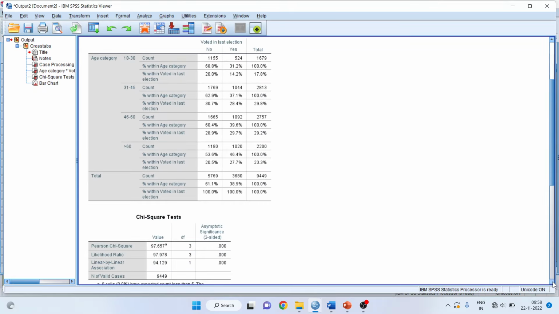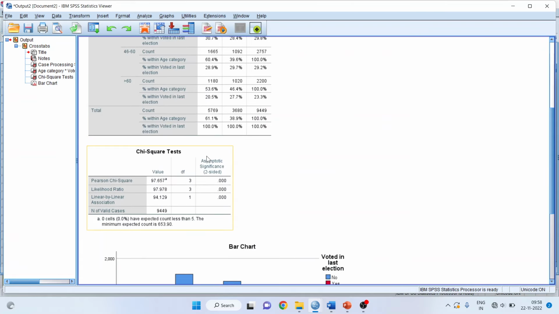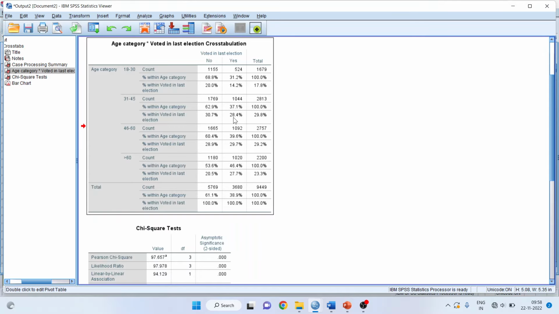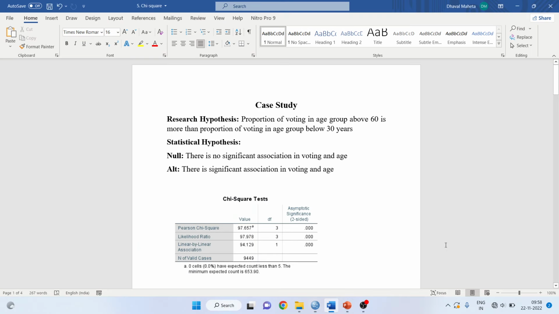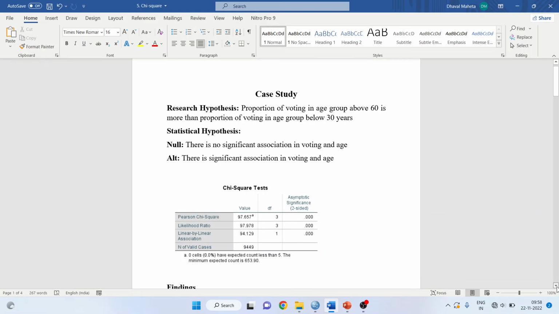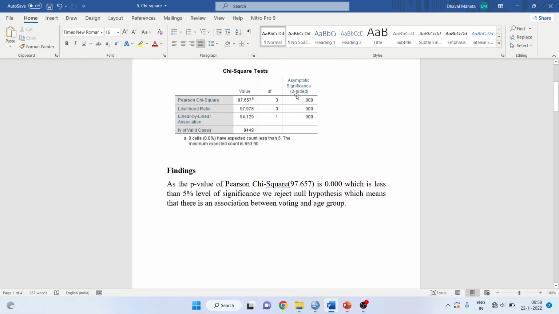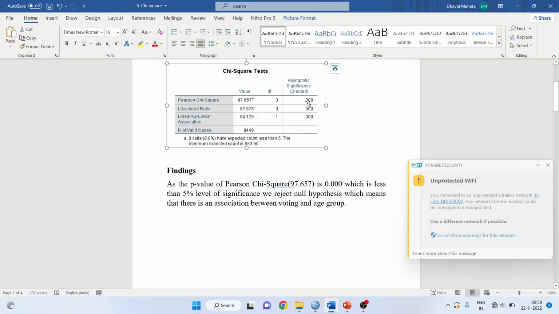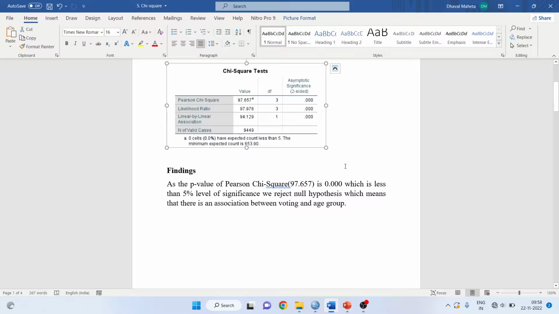Whenever you run the chi-square, the first thing you have to see is the chi-square test, and then only interpret this table. I have copied this thing on my Word file. Let us see the interpretation. You will have to see the Pearson chi-square p-value, this value. So how will we write the interpretation? As the p-value of Pearson chi-square, write this number 97.657 is 0.00, which is less than 5% level of significance. We reject null hypothesis, which means that there is an association between voting and age group.